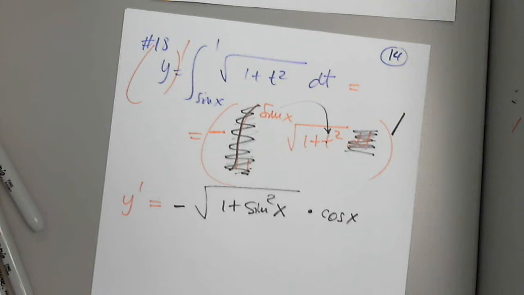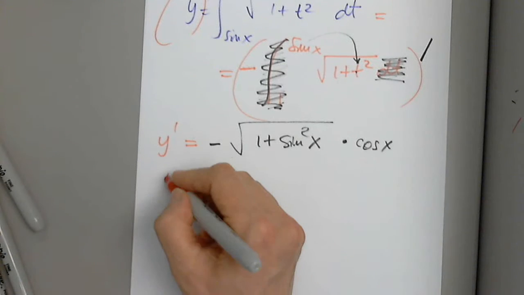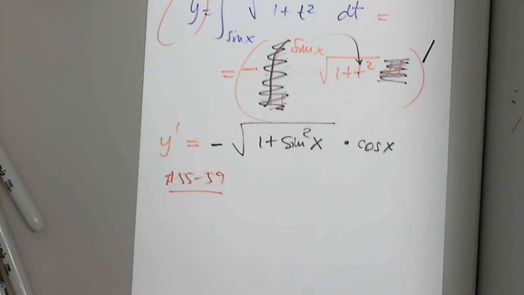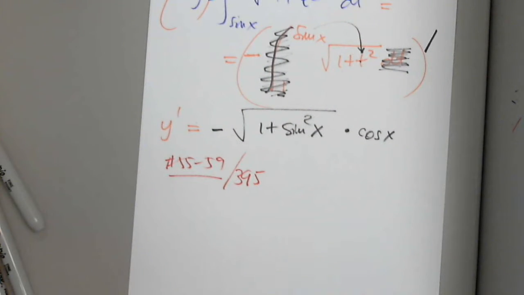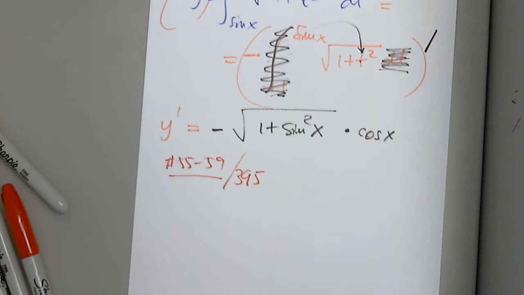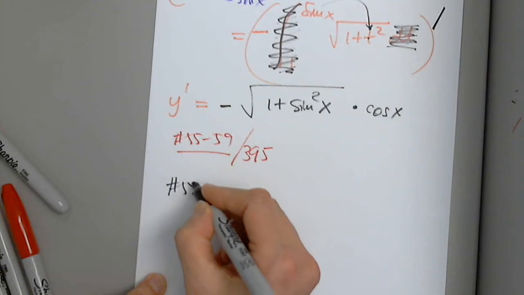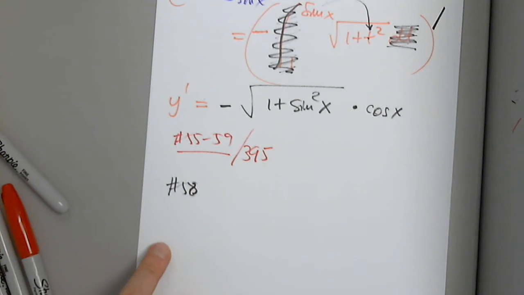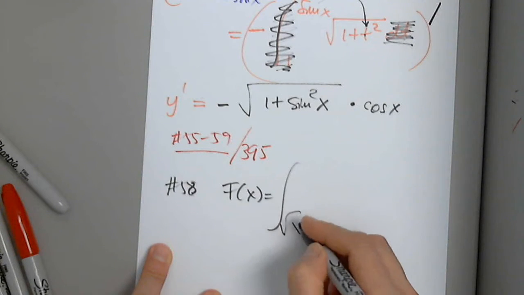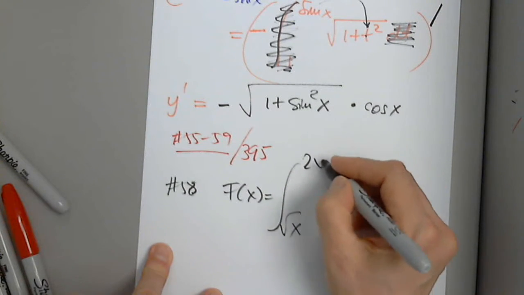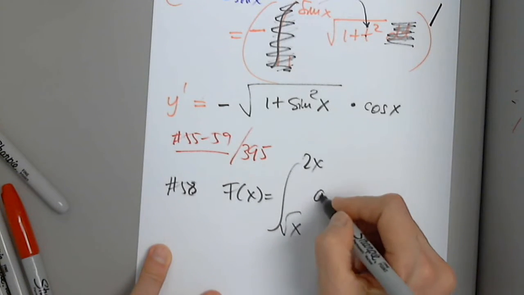Okay, so let's look at one more. Please choose if you'd like 55 through 59. These are slightly more difficult. 55 through 59, page 395. Okay, 58. This time the function is denoted by uppercase F, the integral from the square root of x to 2x of arctangent t dt.